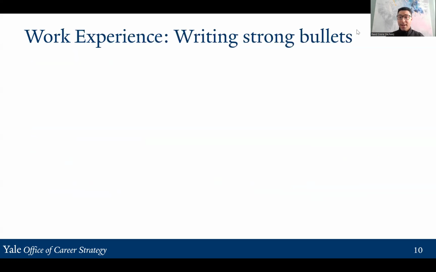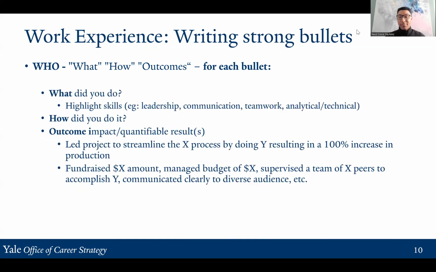There's some key to writing very strong bullets under your work experience. First, the who, what, how, and outcomes. What does that look like? First is the what. What did you do? This is important. You want to highlight skills used, whether those are things like leadership or communication, or more technical skills that have been represented in something like a technical skills section.